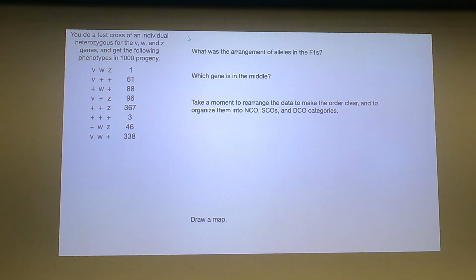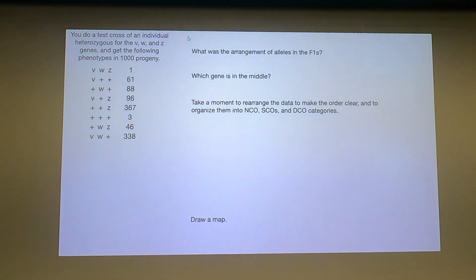So now we're going to do a triple point cross. Well, you're going to do a triple point cross. So once again, I sit down and take it easy. So I give you the data there. We've done a test cross. Here we're looking at V, W, and Z. And we get these phenotypes and those numbers.